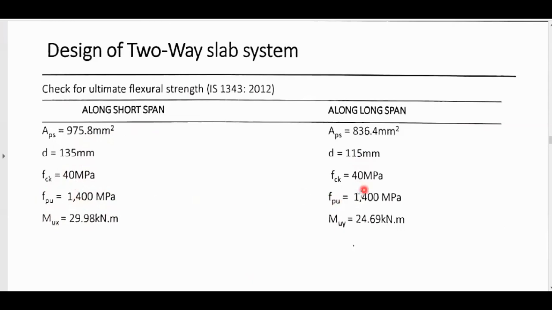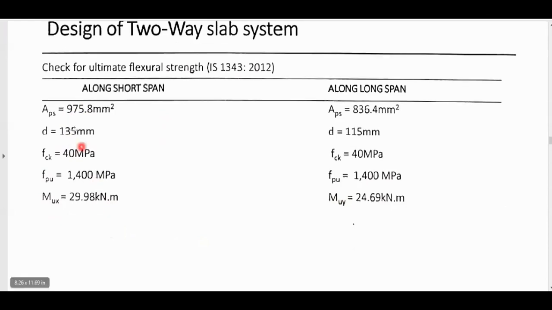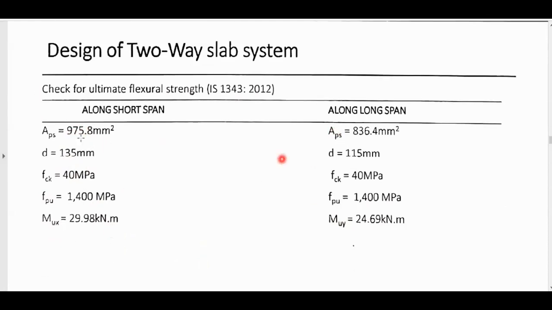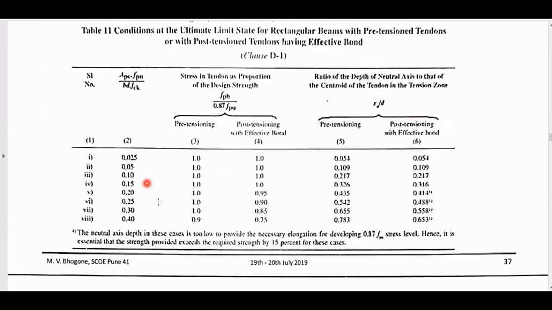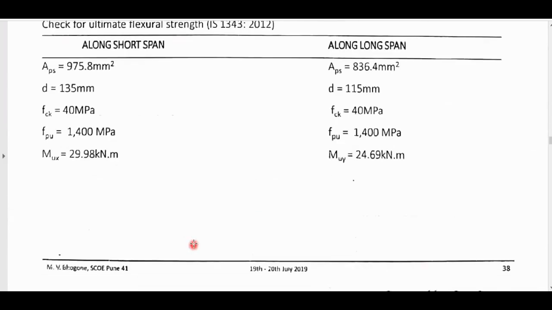So material properties will not be changing here, but the effective depth changes, and as the number of cables varies, APS also varies, depth varies, and MUX and MUY are varying. So now we will calculate the value of this term. As I explained, APS into FPU divided by BD into FCK, we will calculate it and obtain the value of FPB.